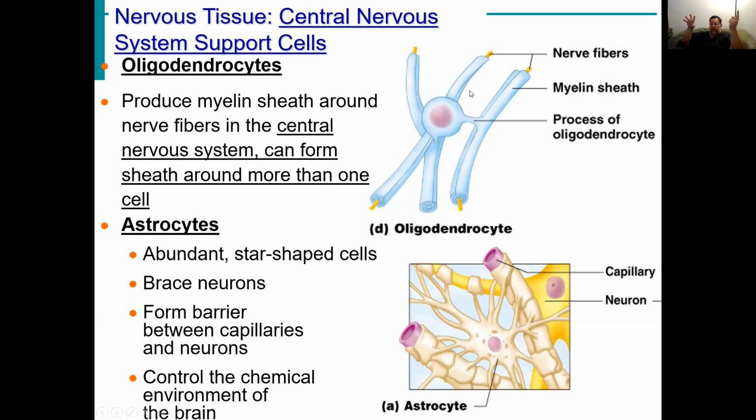In the central nervous system, we have oligodendrocytes and astrocytes, and we have a couple more. Just remember, oligodendrocytes and Schwann cells both make myelin sheath. The myelin sheath in the peripheral nervous system is made up of Schwann cells, and the myelin sheath in the central nervous system is made up of oligodendrocytes.